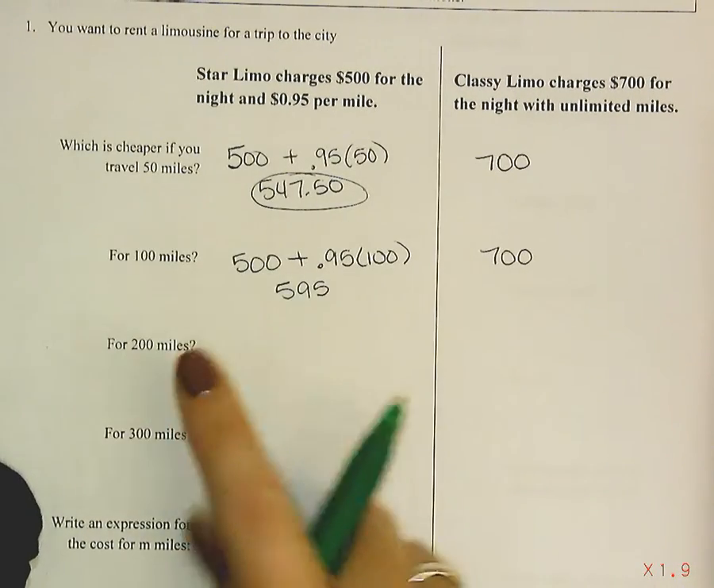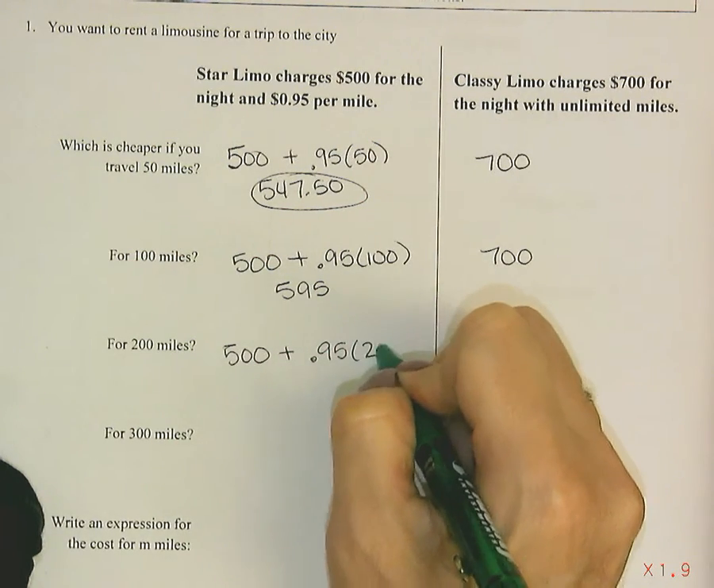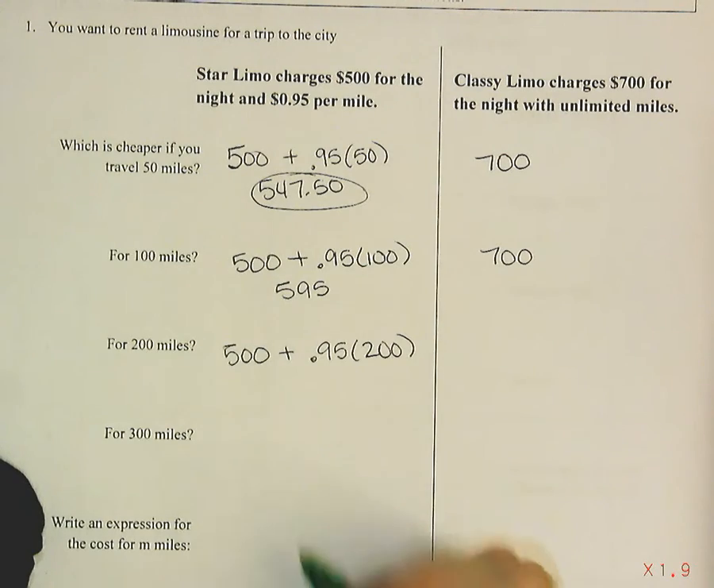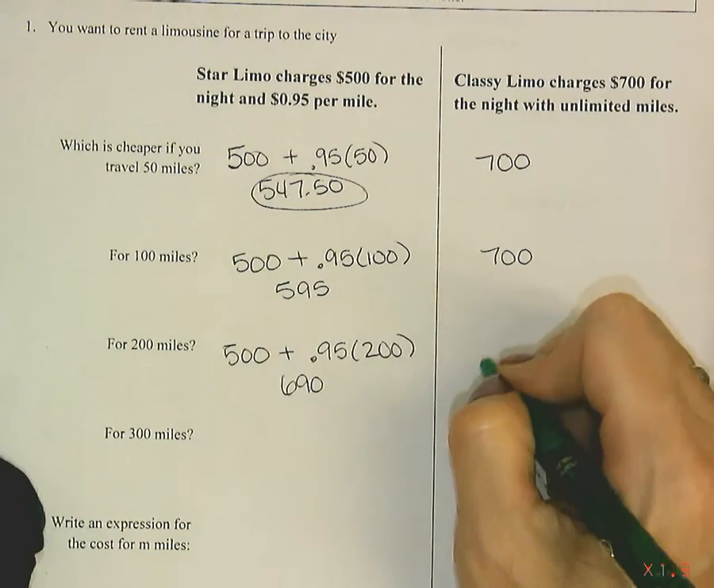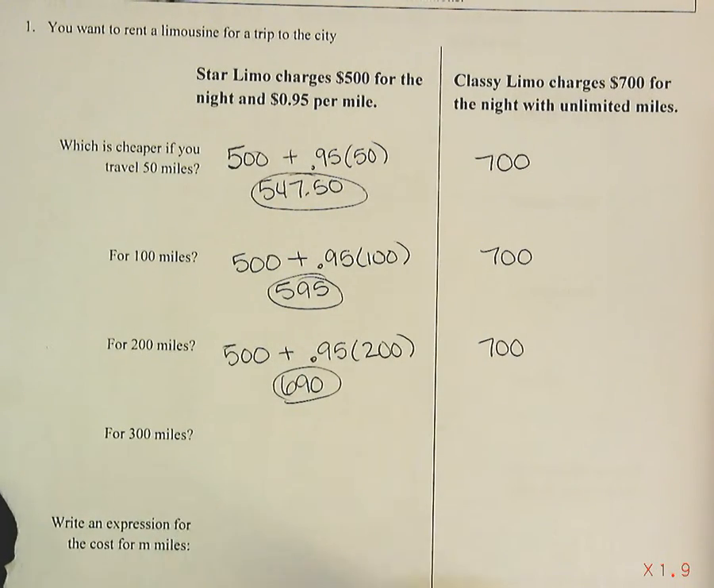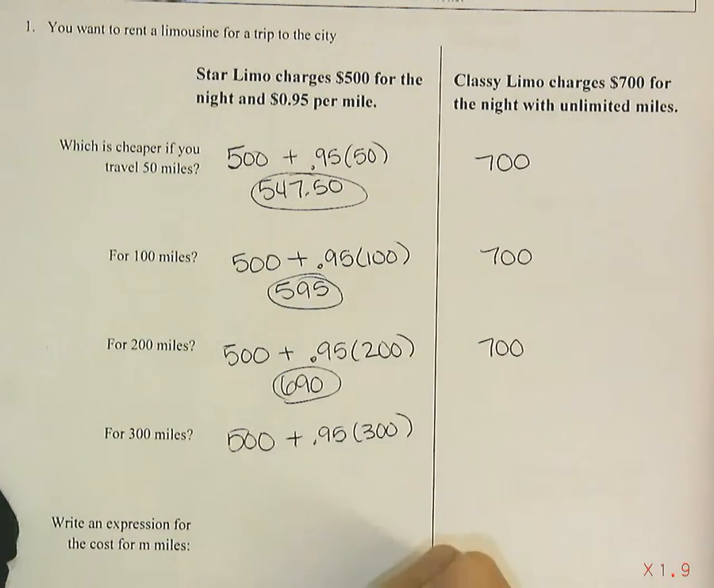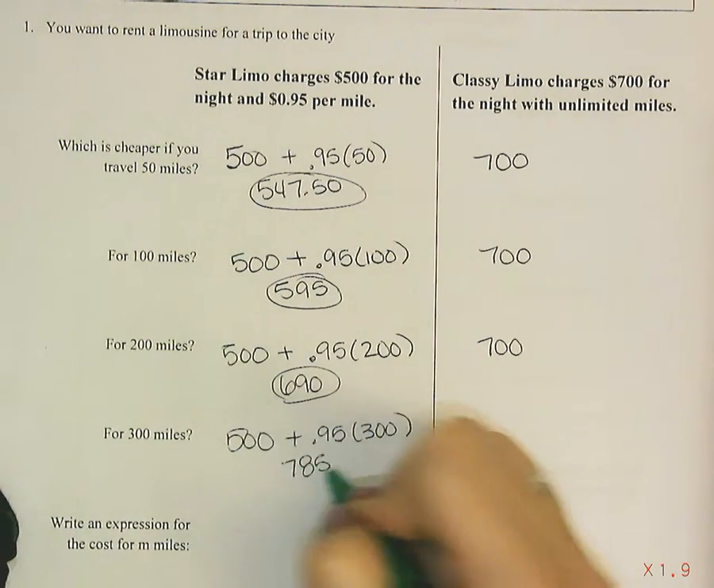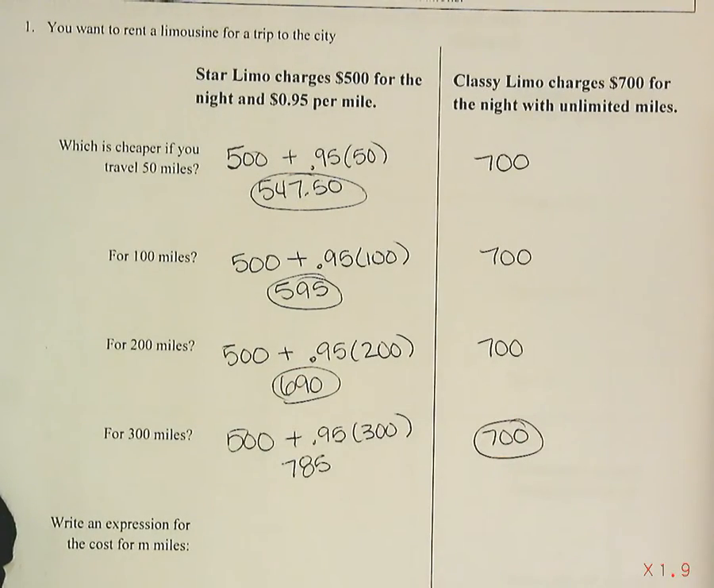Let's try 200 miles. $500 for the night, 95 cents for each of 200 miles. And again, Classy Limo is $700. So it looks like Star Limo is still cheapest. Now let's try 300 miles. $500 for the night for Star Limo and 95 cents for each of 300 miles. That comes out to $785. And again, Classy Limo $700. Now Classy Limo is finally cheaper.